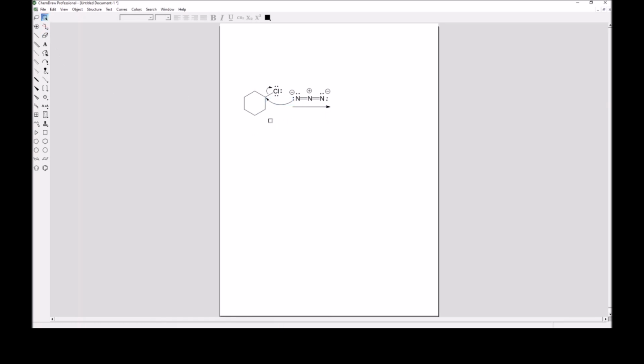The azide comes on there and displaces that chlorine. There would be inversion of stereochemistry if this was a chiral center, and it's not. Going off of this carbon in both directions is the exact same ring system, so it does not meet the criteria of being a chiral center. And here's my final product.